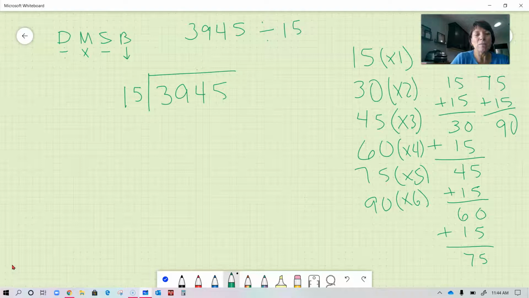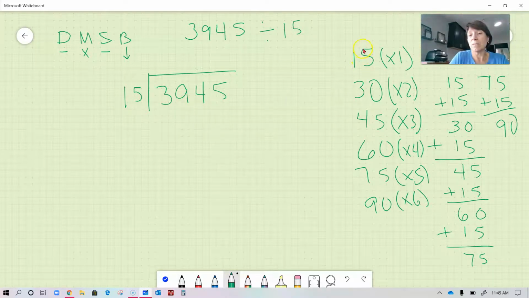All right, so I'm going to start on my division problem over here then. And 15, remember we take these one number at a time, and we start with the divide. So can 15 go into 3? It can't, because 3 is smaller than 15. Can 15 go into 39? It can, because 39 is bigger than 15.